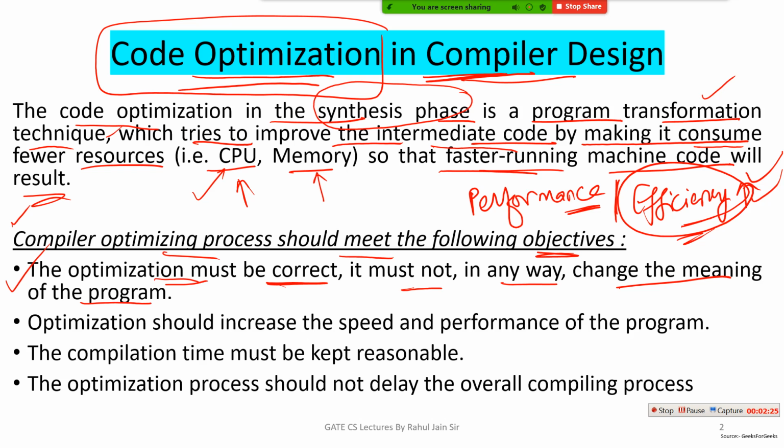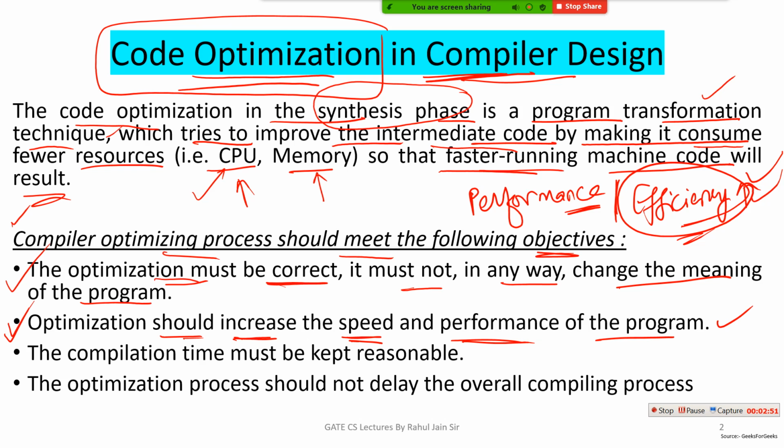The next one is that optimization should increase the speed and performance of the program. The basic goal of optimization is to increase the speed and performance of the program, because if the speed and performance are not increased, you can't say that you have done any optimization. Optimization itself means that performance or efficiency somewhat increases.